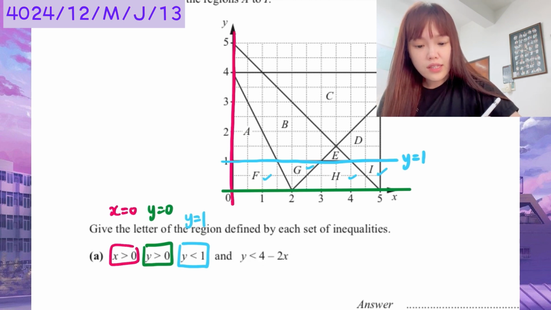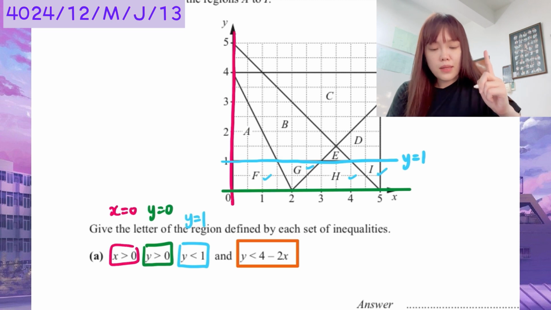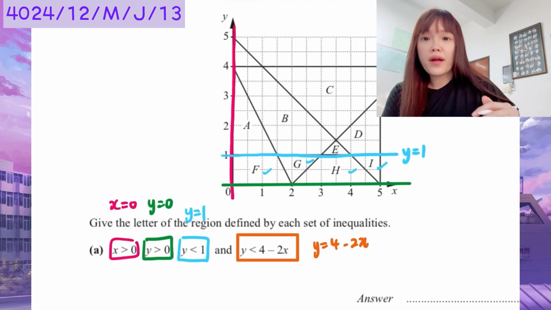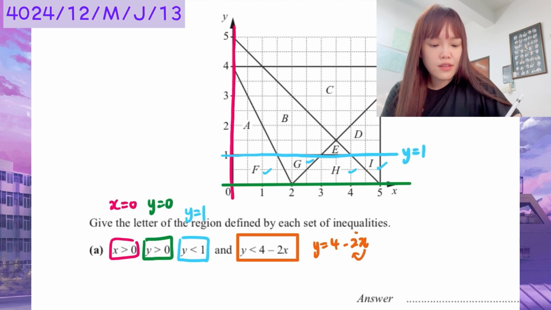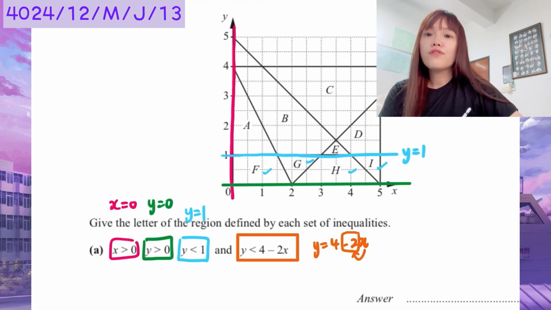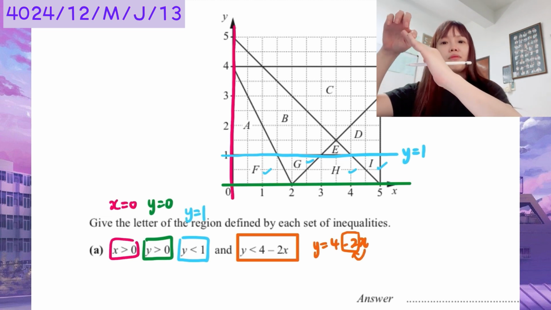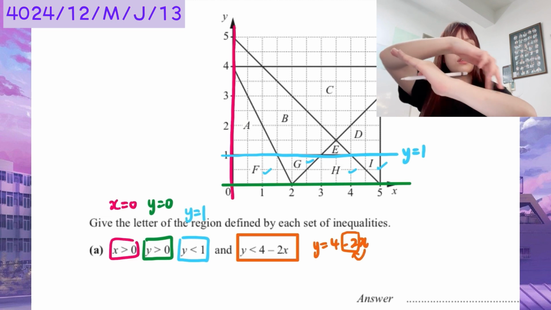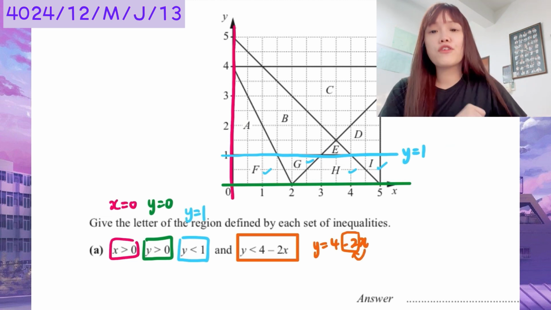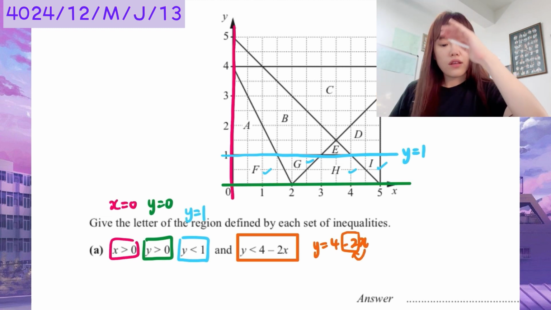So let's look at the last inequality that is given: y smaller than 4 minus 2x. Now here is the tip. This is coming from y equals 4 minus 2x. The hint here is to look at the coefficient of x. If you remember, a straight line is y equals mx plus c, where m is the gradient. If your gradient is positive, your line will go up. If your gradient is negative, it will go down. Here the gradient is obviously negative because the coefficient of x is negative 2, so the line is going down.